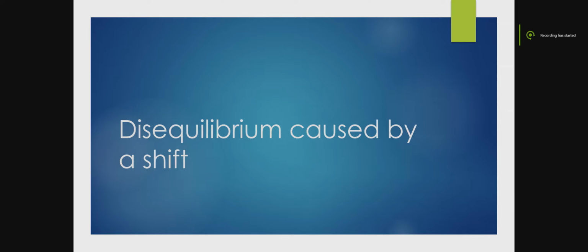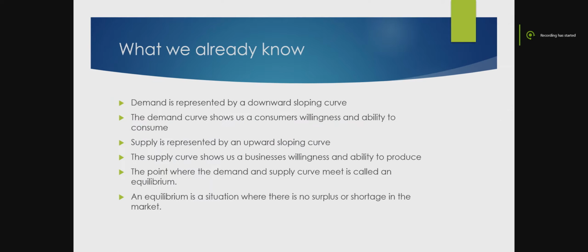Disequilibrium caused by a shift. Let's take a look. What we already know: we've looked at the demand curve, which is downward sloping, and consumers' willingness and ability to consume is shown on that line. The supply curve is upward sloping and shows the business's willingness and ability to produce. The point where the demand and supply curves meet is called the equilibrium point.